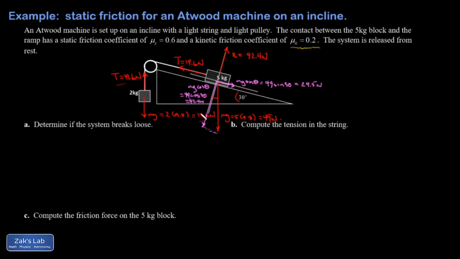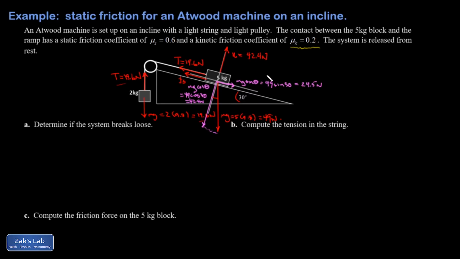Okay, so let's take a step back and see what we figured out. This block is being pulled up the ramp with 19.6 newtons of force. It's being pulled down the ramp with 24.5 newtons of force. And so I have a net force pointing down the ramp. So this thing would just take off and start accelerating. However, we have a friction force available to us. So I'm going to put that in. And now I know which way it points. It must point up in order to keep this block locked in place.